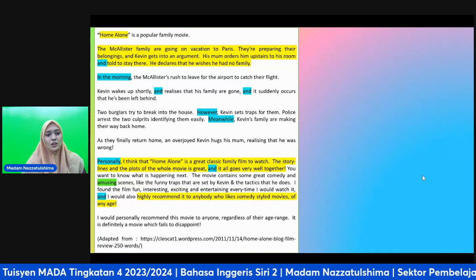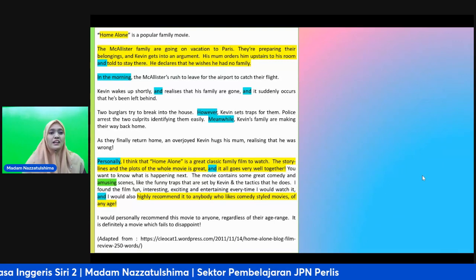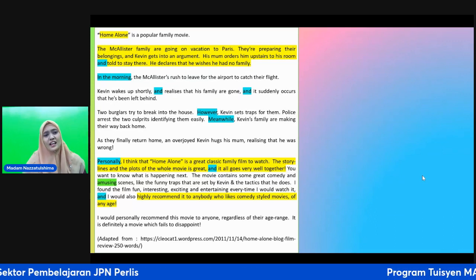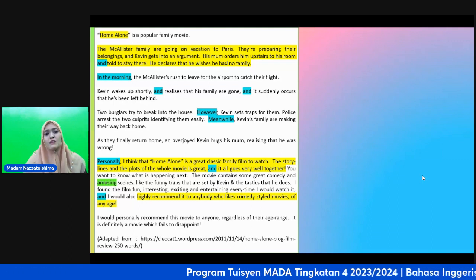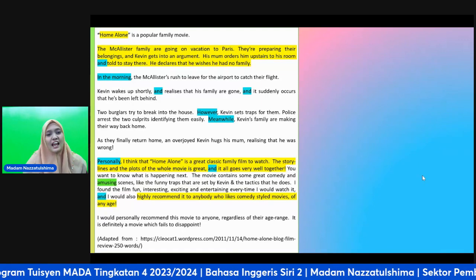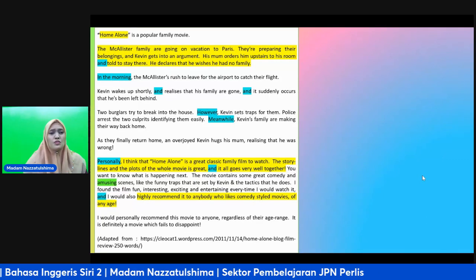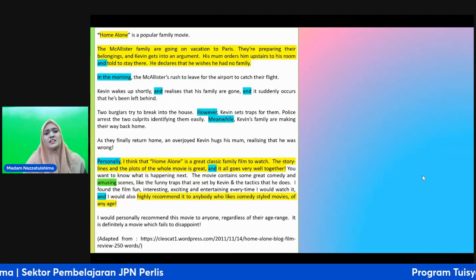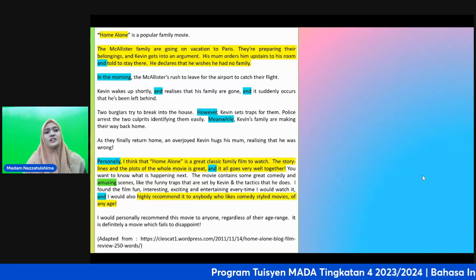Home Alone. Home Alone is a popular family movie. The McAllister family are going on vacation to Paris. They are preparing their belongings and Kevin gets into argument. His mom orders him upstairs to his room and told to stay there. He declares that he wishes he had no family. So again, this is a movie review. In the first paragraph, it's about telling what is the main idea of the story, or not story, of the movie.